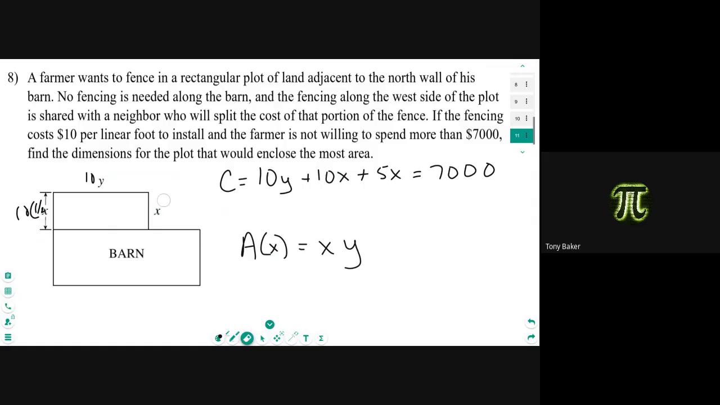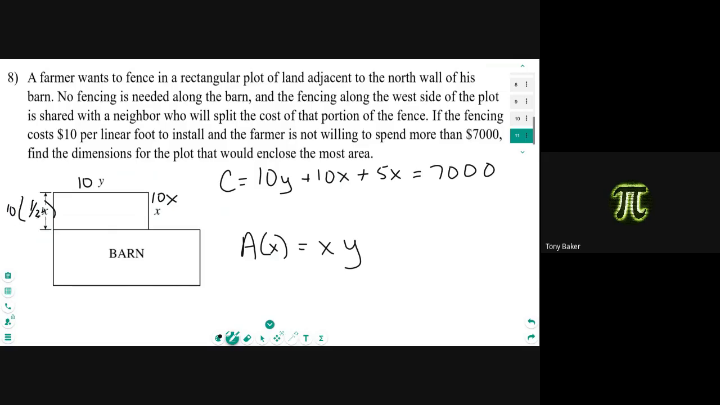So right there, that's the length, right? But I don't want the length, I want the cost. So this side is going to be 10 times whatever y is. That side right there will be 10x, because that's that side. And since this side is going to be half x, I multiply that by the 10 as well.